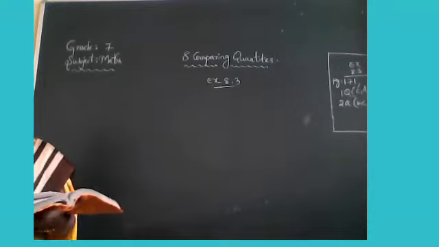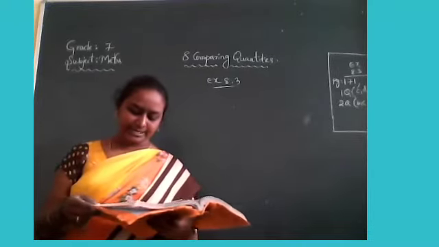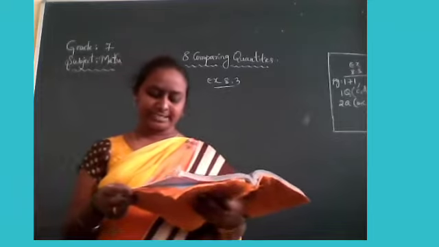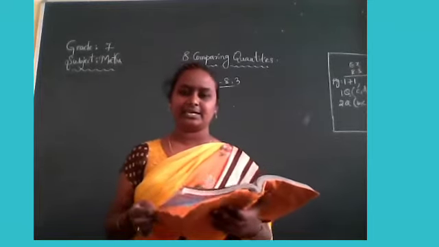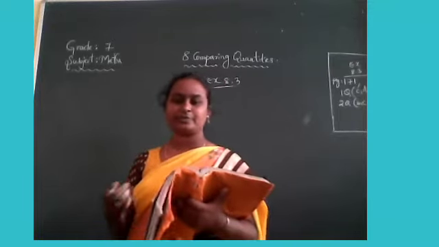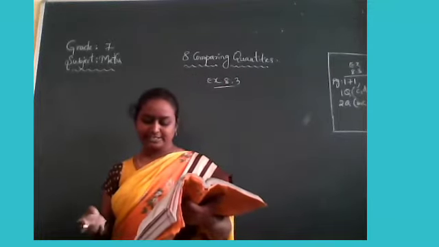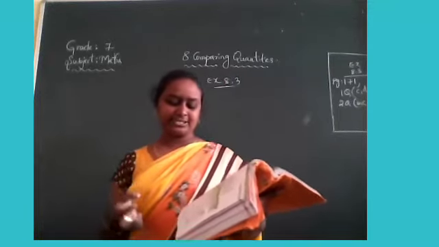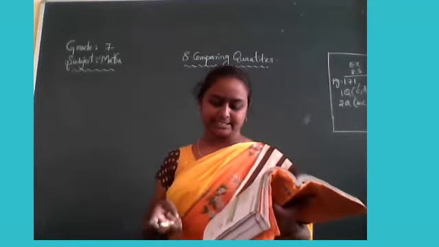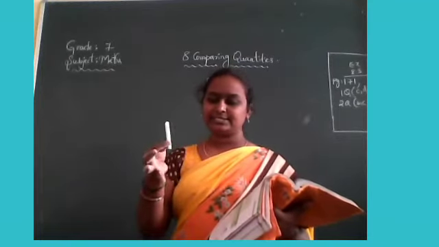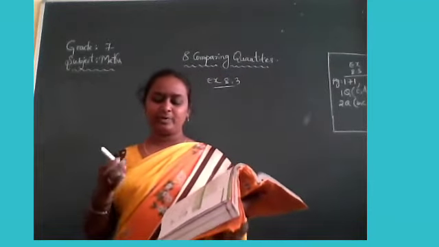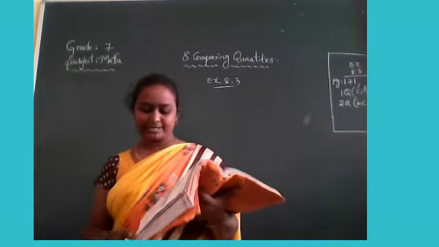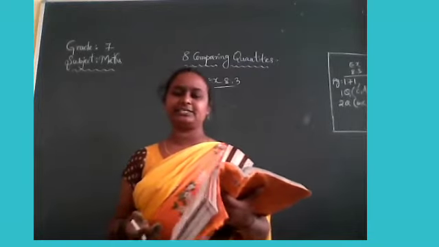Next one: chalk contains calcium, carbon and oxygen in the ratio 10:3:12. Find the percentage of carbon in chalk. So you have to convert the ratios to percent. Here, how many parts are given? Calcium, carbon, oxygen. This chalk contains three elements, so ratios are given. You have to find the percentage of carbon.